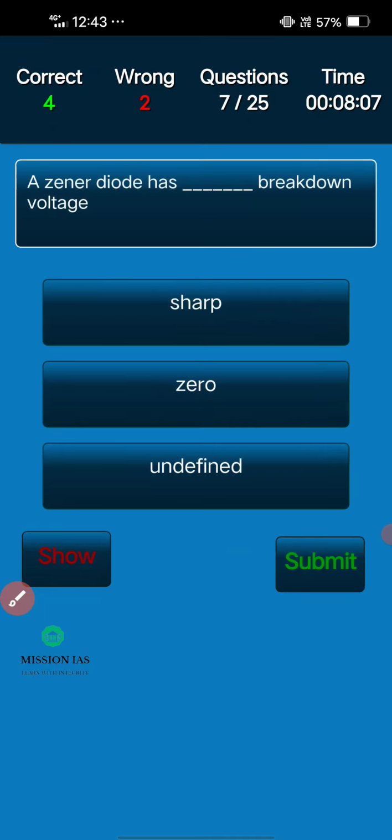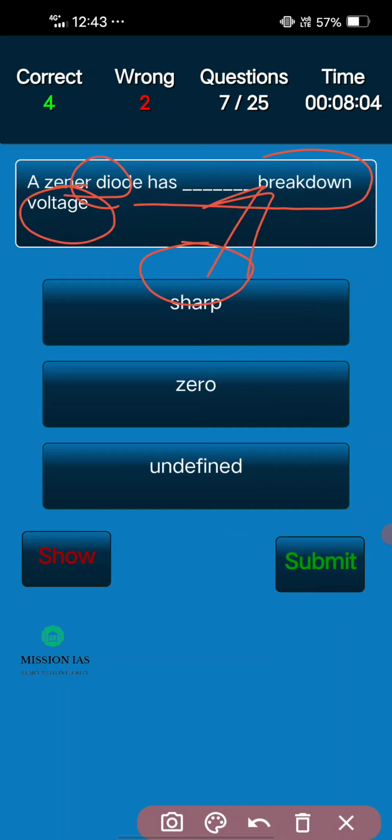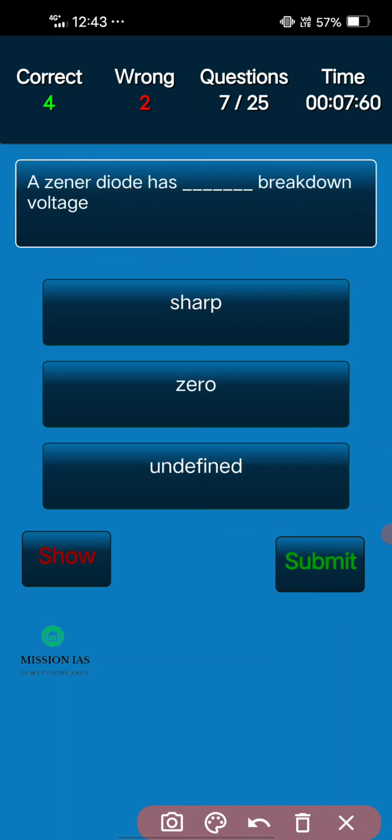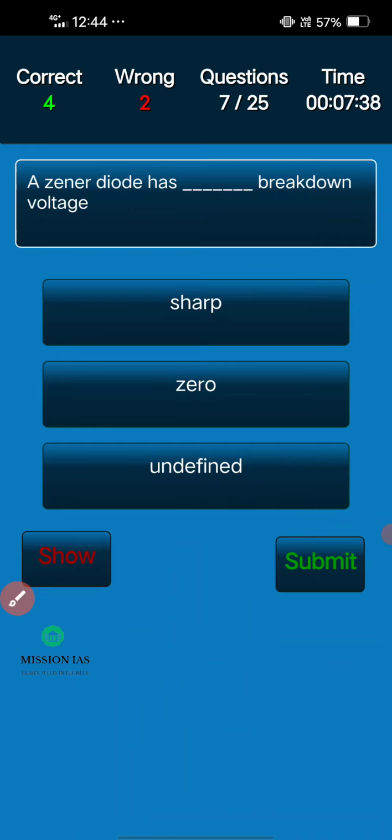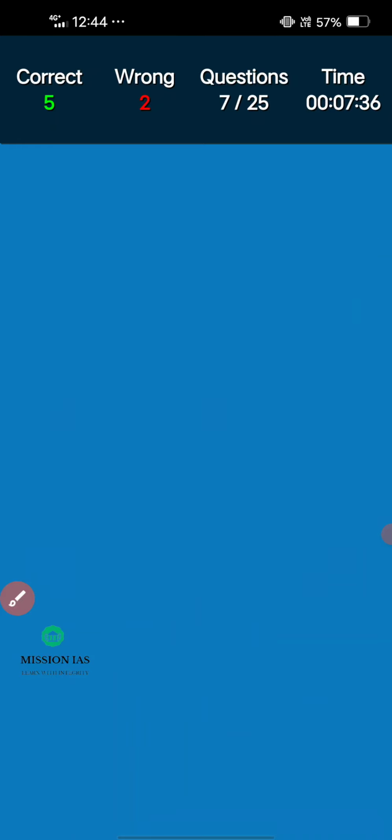Then, moving forward, the Zener diode has dash breakdown voltage. Whenever we discuss a Zener diode, it is usually about sharp breakdown. At a certain point it breaks down, and at 0.7 volt it increases in the positive terminal. Okay, that we have to know. At a certain voltage we have that, so I can say it is sharp.